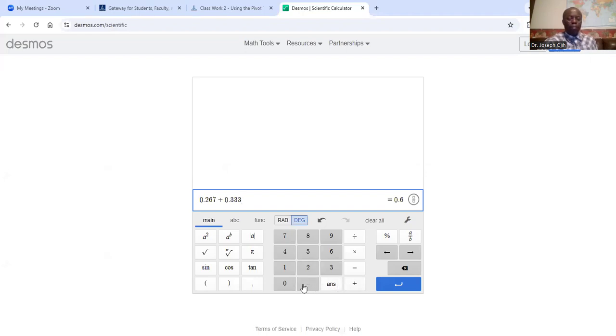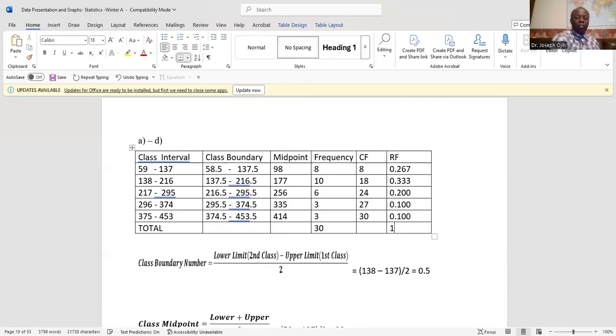Okay. Plus 0.200 plus 0.100 plus 0.100. See, exactly 1. So we are good. 1.000.